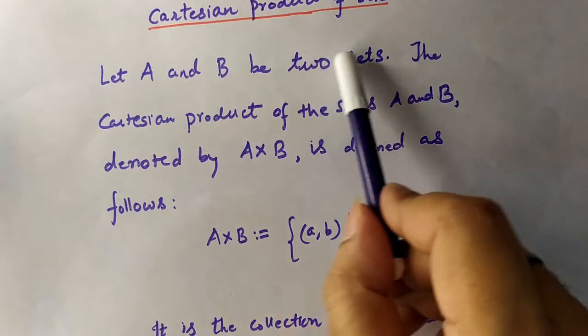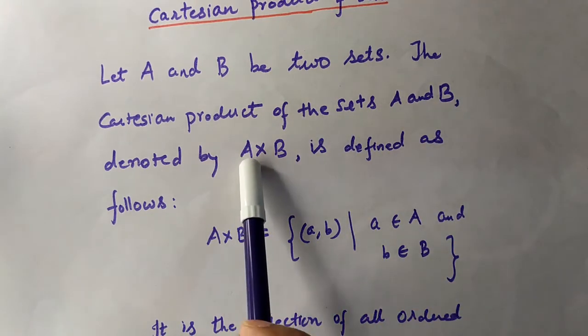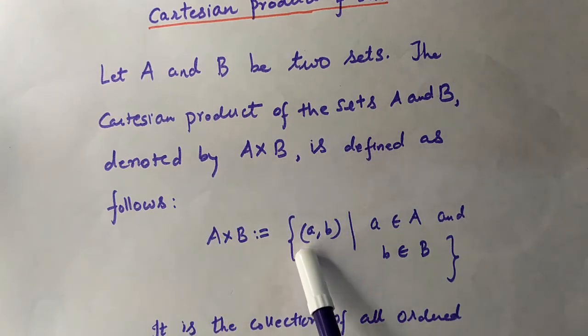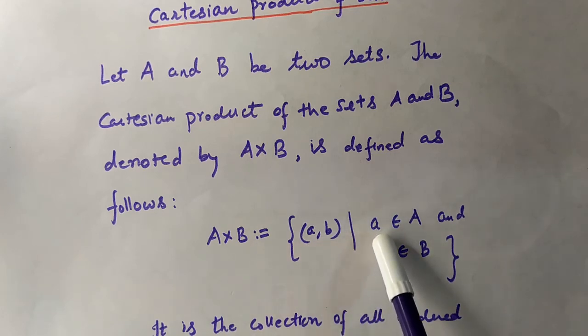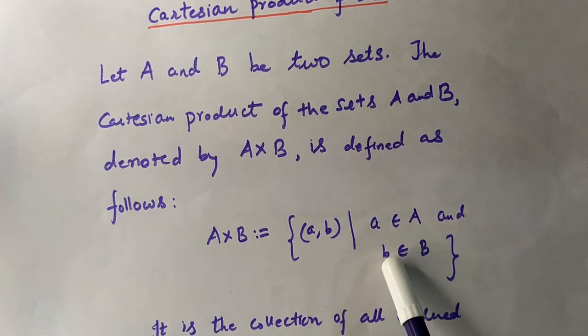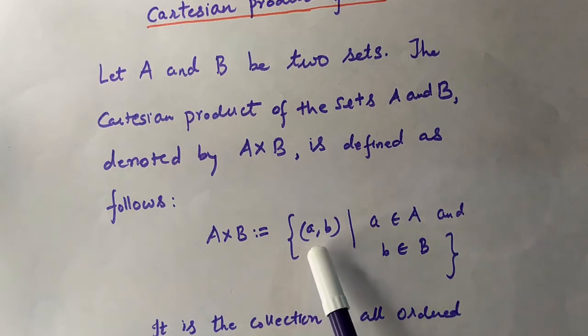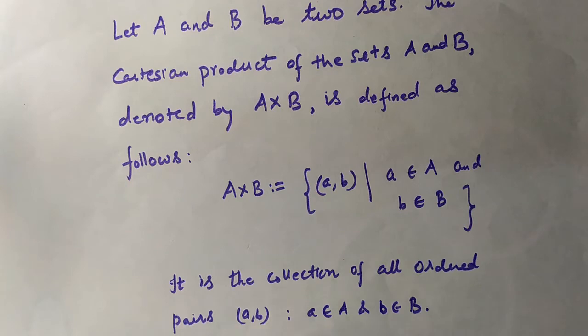Let A and B be two sets. The Cartesian product of the sets A and B is another set denoted by A cross B and is defined in the following way. A cross B is the collection of all points of the form (a, b) such that a belongs to the set A and b belongs to the set B. A typical point in the Cartesian product, which is of the form (a, b), is called an ordered pair. Therefore, the Cartesian product is the collection of all ordered pairs (a, b).